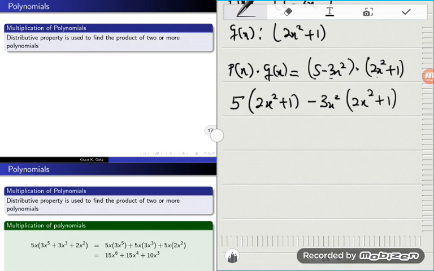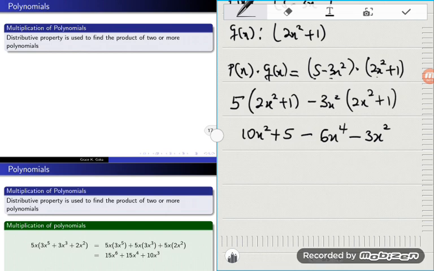Now 5 times 2x squared will give us 10x squared. 5 times 1 will give us 5. We move on to the second part. Minus 3x squared times 2x squared will give us minus 6x to the power 4. Then minus 3x squared times 1 will give us minus 3x squared.